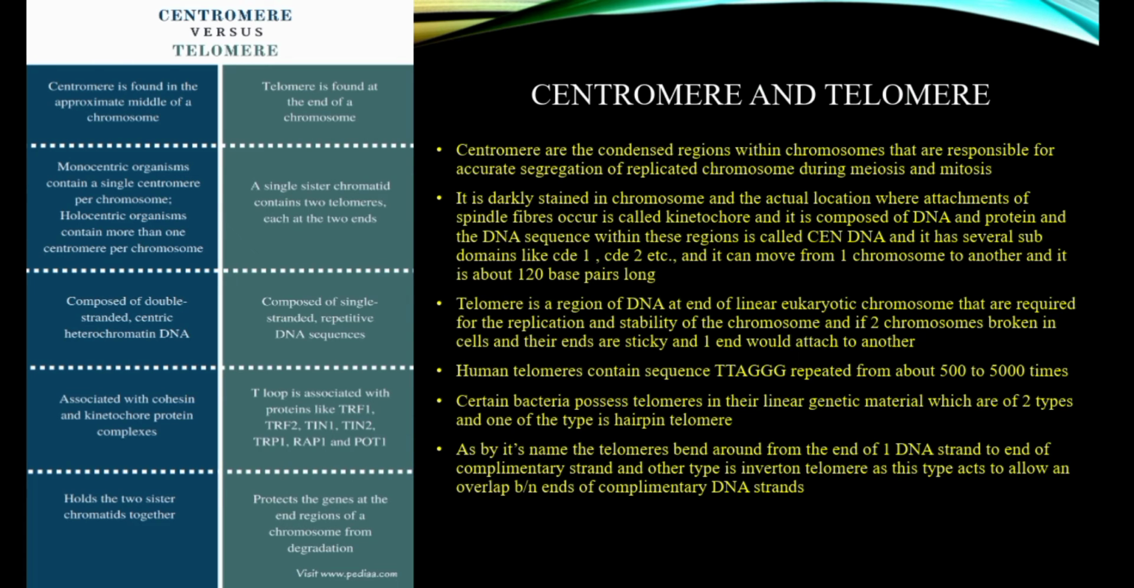It differentiates the upper part and the lower part, that is the P arm and Q arm, which I discussed in the previous video. These condensed regions are responsible for the accurate segregation of replicated chromosomes during mitosis and meiosis. It is a darkly stained region, and its location is where the spindle fibers attach. This is known as the kinetochore, and it contains DNA and proteins, with specific DNA sequences.